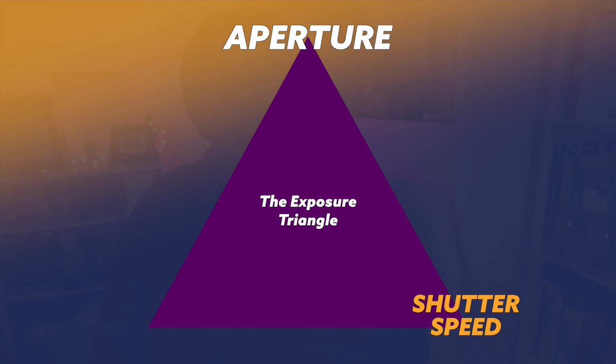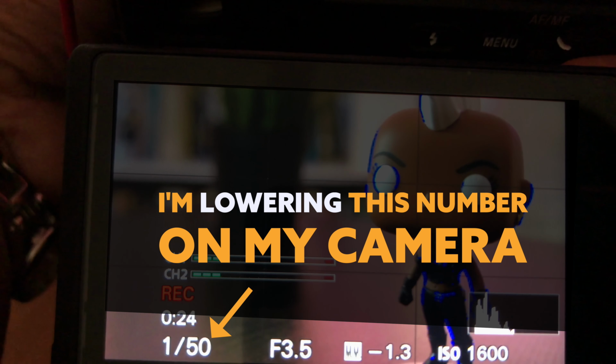So that's the first part of this triangle. And then you have the other part, the shutter speed. The shutter speed deals with motion blur, and this can get pretty wonky, so we'll try to keep this simple. So let's adjust the shutter speed on the camera.